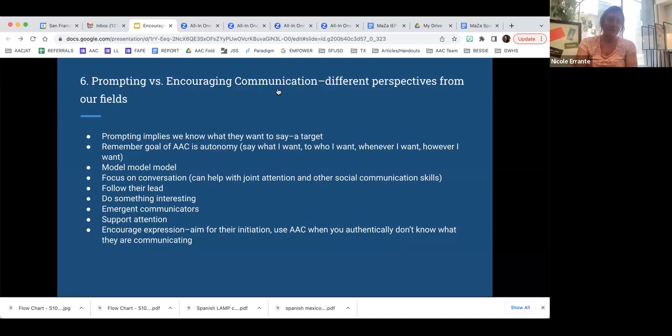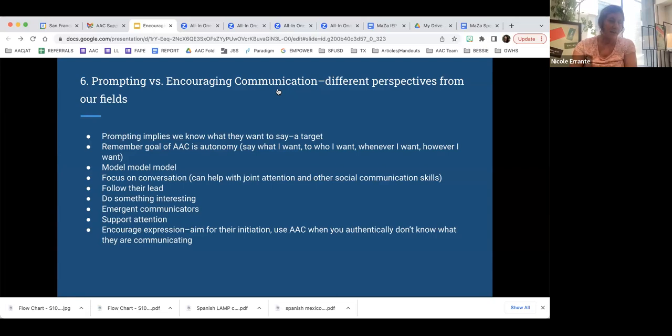So, because the goal that Nicole had mentioned earlier of autonomy is to say what I want, who I want, whatever I want, however I want. Prompting isn't really allowing people to do that. And in my personal opinion, some of the kids we work with have less autonomy over their lives in general. So to give them as much of that as we can is just a way to respect them.